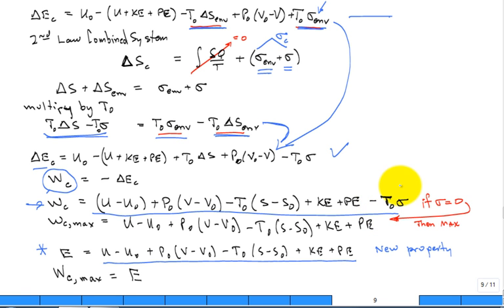But if you want the maximum work out, don't subtract anything. So how do you not subtract anything? Let sigma be 0. What does that mean? No irreversibilities, no friction, all those bad things, right? So to get the maximum, let sigma be 0. When that's 0, you just do name calling. You just say, look, the maximum work out, everything else over here is just properties of the system with environment, known T0 and P0. So they just do name calling and say that's our new property called Exergy.